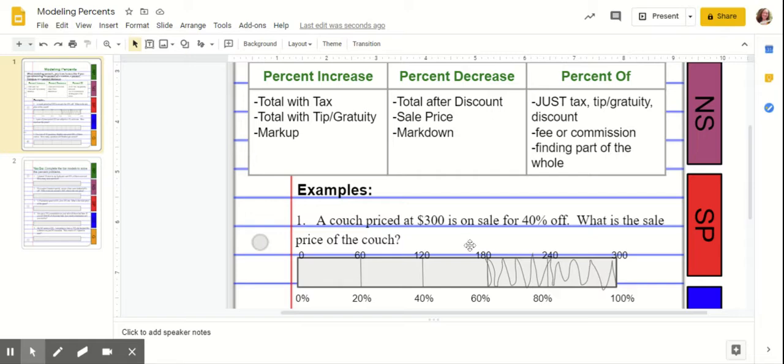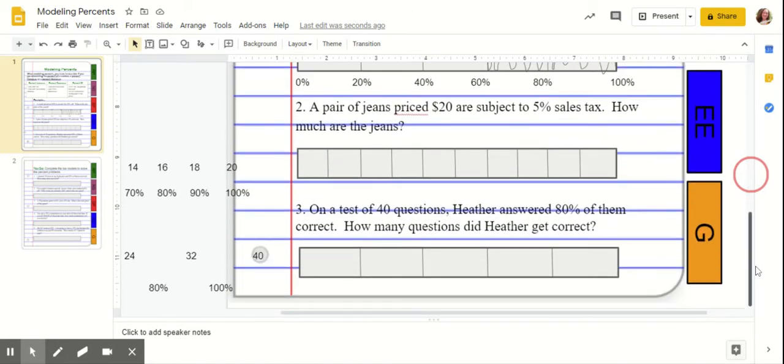Here, you may want to circle that, highlight it, however you can indicate to us that that's your answer is great. Example 2. A pair of jeans priced $20 are subject to a 5% sales tax. How much are the jeans?